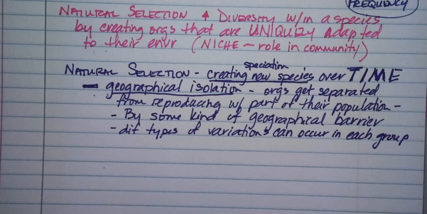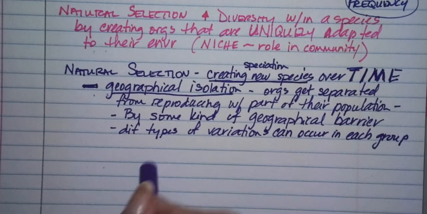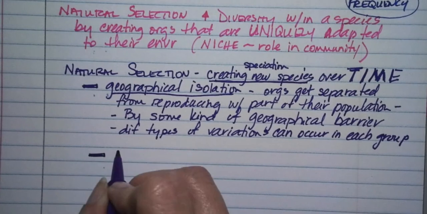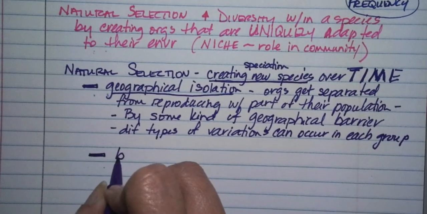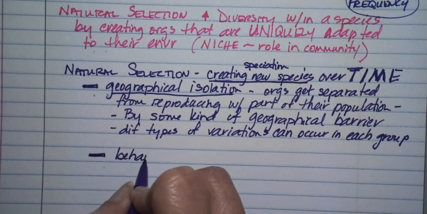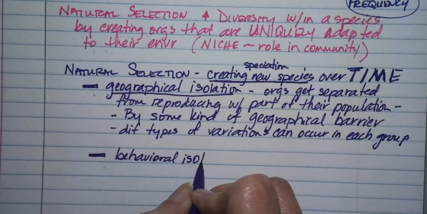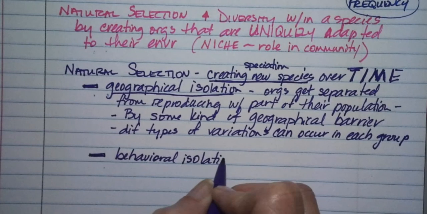The other way of doing this and looking at a new type of species that's being formed is through behavioral isolation. It could be when they're active. Like some are nocturnal and some are diurnal. Nocturnal, they're active at night. Diurnal, they're active during the day.